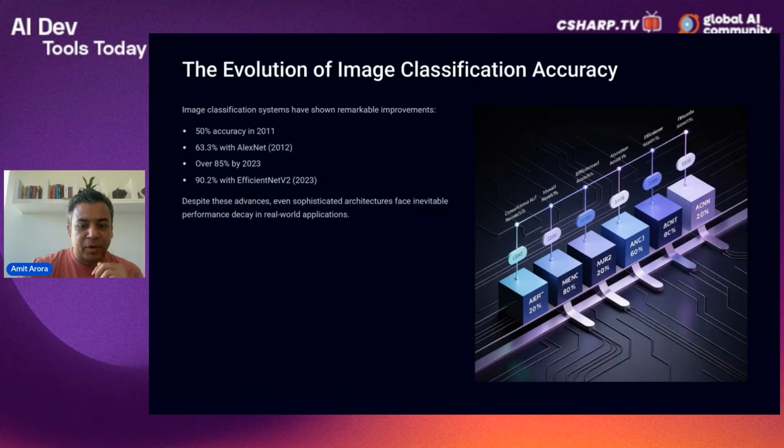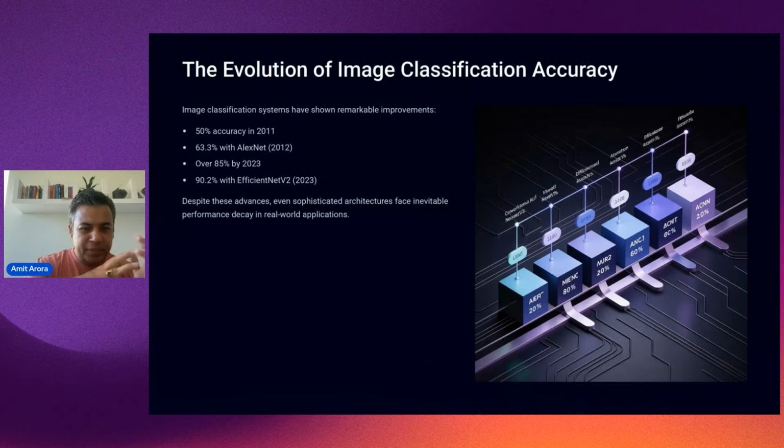First, a recap of how far we have come as far as the accuracy of image classification is concerned. I think in 2011, the top tier accuracy on a standard benchmark was around 50%. And then AlexNet brought it to 63% in 2012. And by 2023, architectures like EfficientNet V2 pushed it over 90%. Despite these advances, production models deployed in real environments often see performance decay due to evolving inputs and context. And that's where the drift becomes critical.